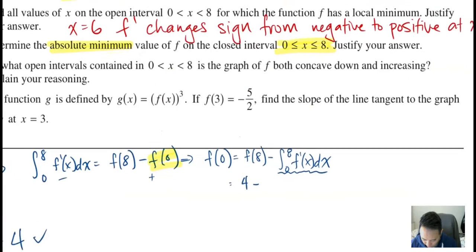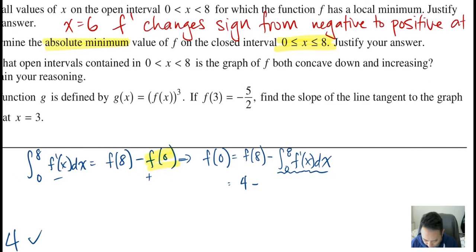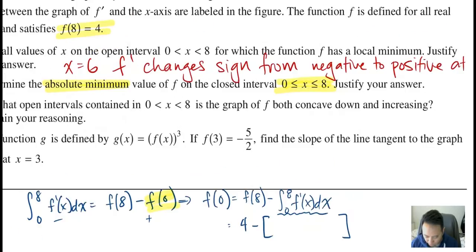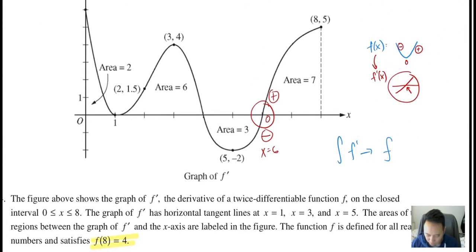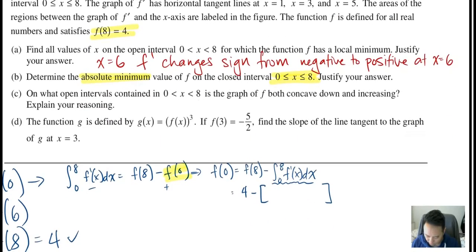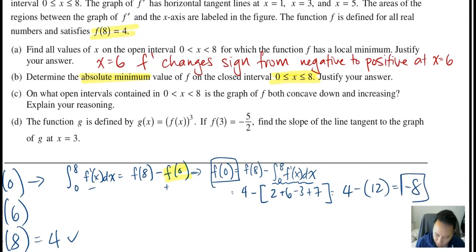Okay, so continue on here. We're doing from 0 to 8. Now I'm going to keep this all in parentheses here. And I'm going to add up all these areas, remembering this is going to be a negative 3. So I have a positive 2, positive 6, negative 3, and a positive 7. That's going to give me 4 minus, what is that, 8, 15 minus 12. So I'm going to get a value of negative 8. So f of 0 is going to be negative 8.